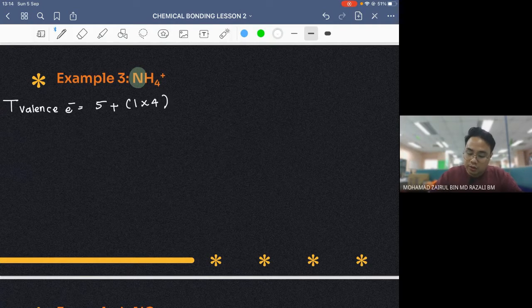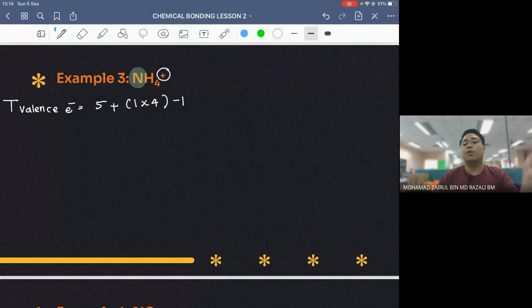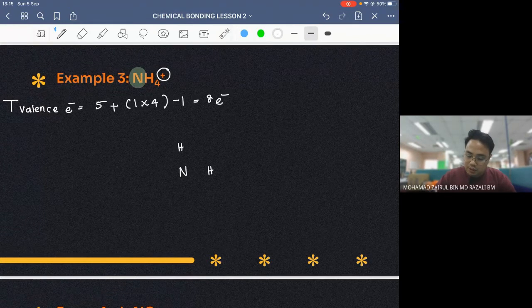Okay, so tapi ini adalah ion, positive ion. So remember that a positive ion you need to minus electron. Okay, so since this is a positive one, so you need to minus 1 electron. Kalau positive 2, awak remove minus 2 electron. Kalau positive 3, awak minus 3 electron. So if you calculate, then the total valence electron is 8 valence electron. Okay, nitrogen is the central atom, and then kita draw the terminal.